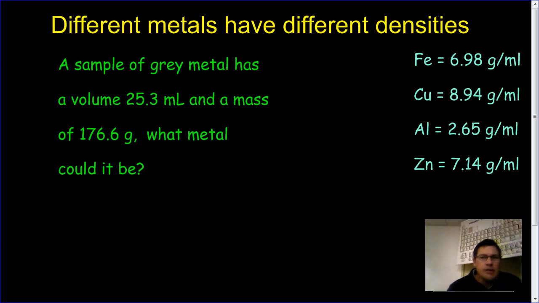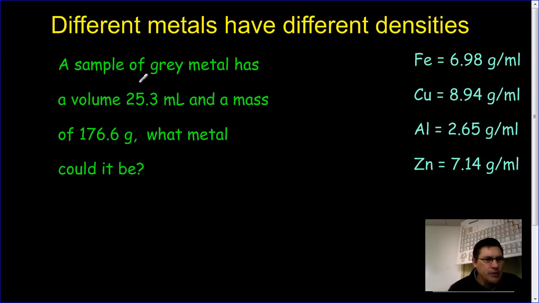So here's one of our problems. How do we determine what metal we have? If you look down the left-hand side, we have iron, which has 6.98 grams for 1 milliliter, copper 8.94, aluminum 2.65, and zinc 7.14 grams per milliliter. Well, we have this sample and it's gray. One of the things that we can eliminate right away is copper, which is a red color, but iron, aluminum, and zinc all have a gray color to them.